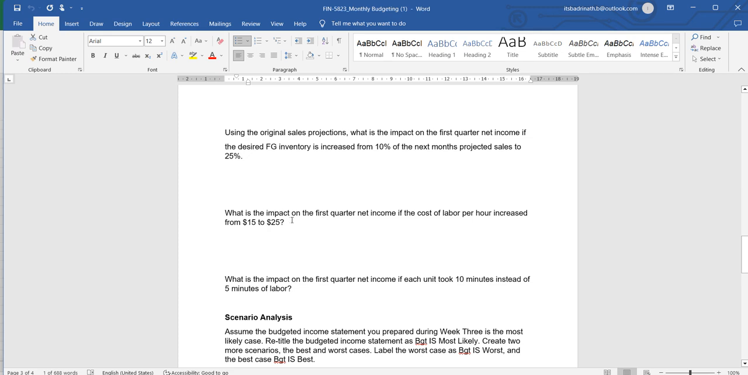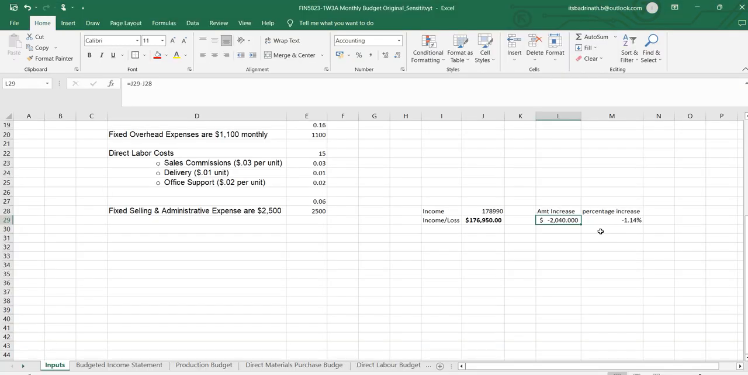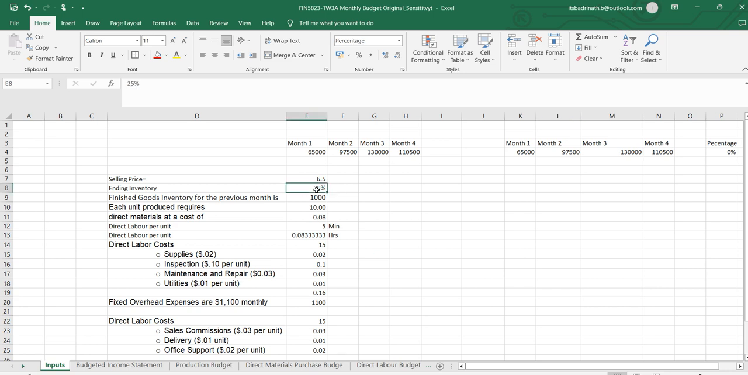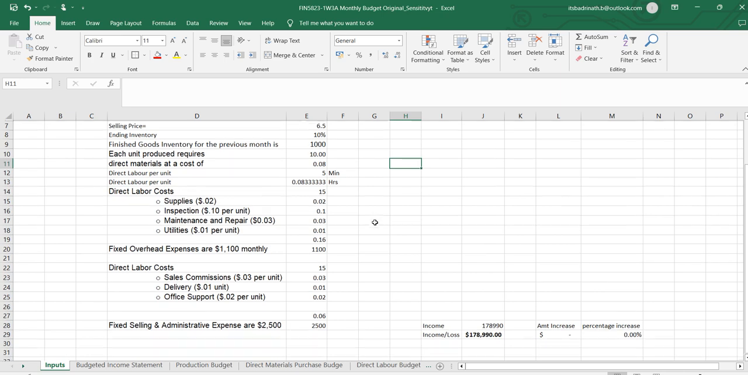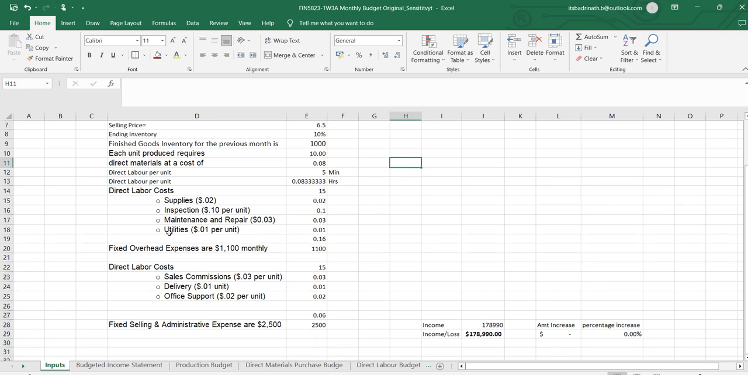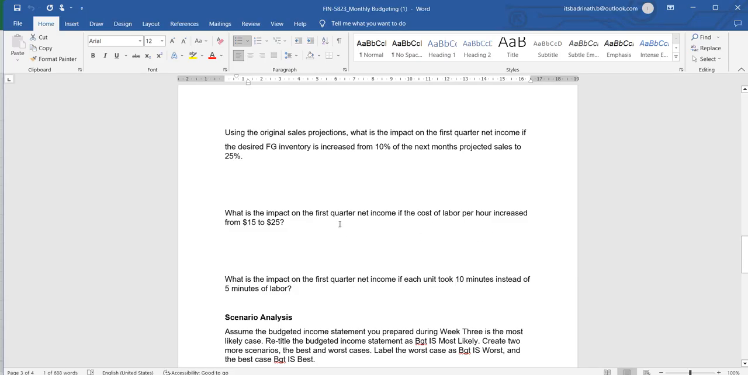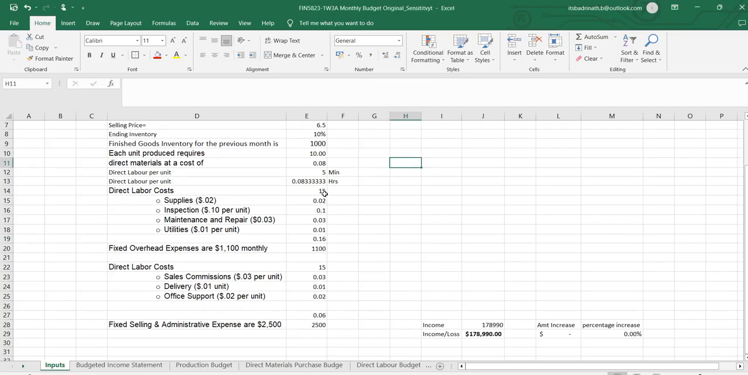There are two other sensitivity analysis related things. What is the impact on the first quarter net income? The cost of labor per hour increased from 15 to 25. So again, let us go back, make it 10%. What they want is labor costs are improved. So what is mentioned? Labor cost per hour increased from 15 to 25. Initially, it is 15, right? Labor cost has to be increased to 25.